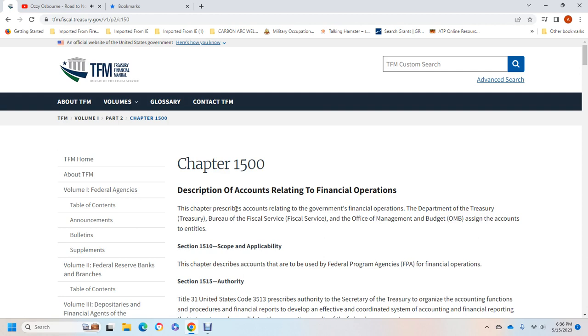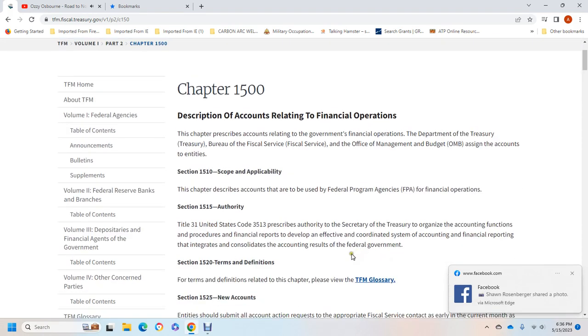Chapter for the regards of the accounting for the government, financial operation department, the treasurer for the Bureau of Official Services, office management, and a budget assigned with the accounts to Entity with 1510, the scope of the applicability. This chapter describes the accounts of the federal program agency financial operation.